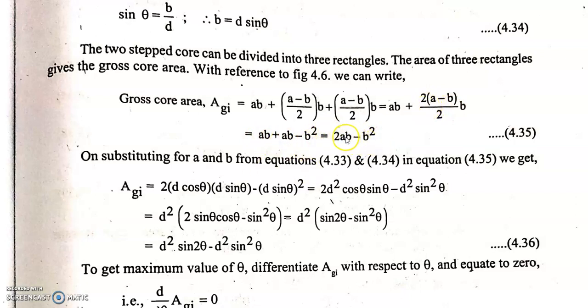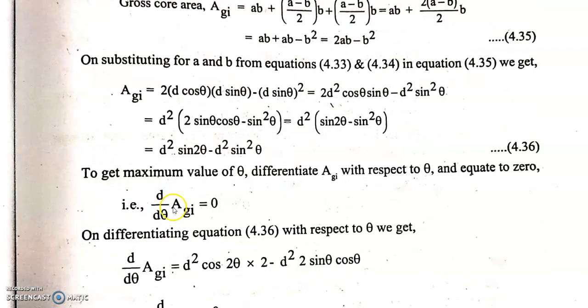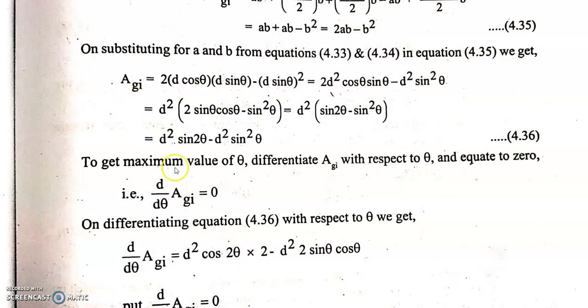Now we are going to substitute for A and B in terms of D. So A is D cos theta and B is D sin theta. We substitute and then reduce the equation to get Agi, where I represents iron, so that is the gross iron area or gross core area. That is finally equal to D square sin 2 theta minus D square sin square theta.